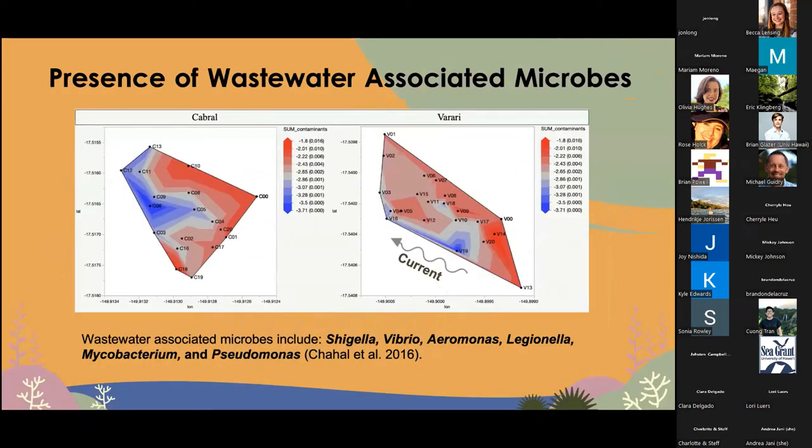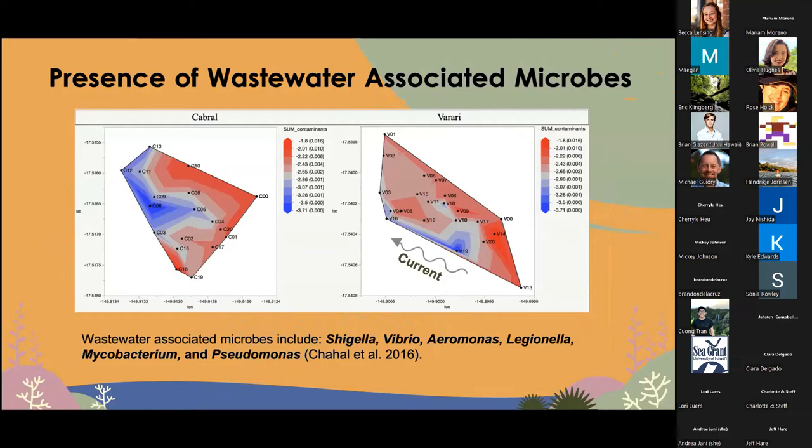Next, I wanted to look at the presence of wastewater-associated microbes. I did this by exploring the literature and finding a published list of microbes that have been associated with wastewater in the past and searching for them in my microbial data set. The genera that I found include Shigella, Vibrio, Aeromonas, Legionella, Mycobacterium, and Pseudomonas.